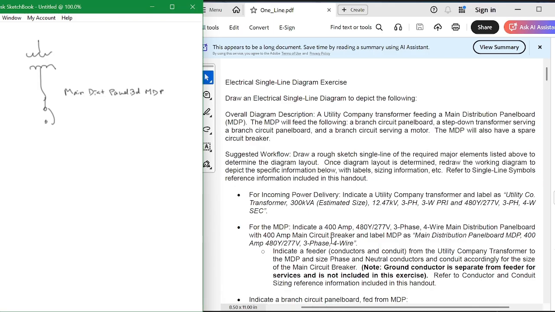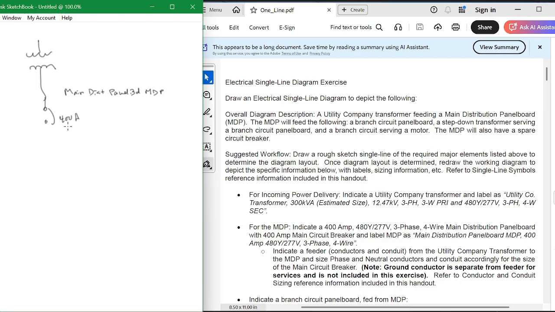For the MDP, indicate a 400 amp, three-phase, four-wire main distribution panel with a 400 amp main circuit breaker and label MDP. So right here, you would say something like 400A, and then what does it say? Label MDP, main distribution. Okay, so that gets you started. So far, so good.